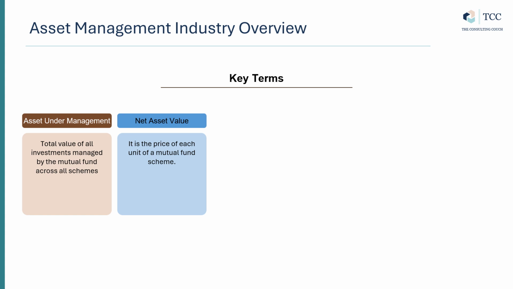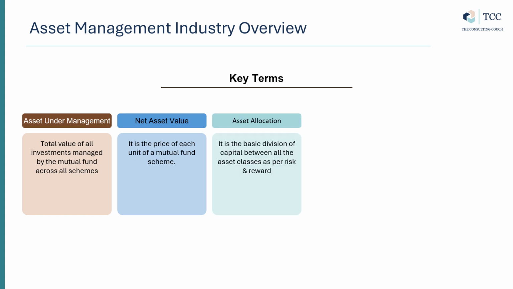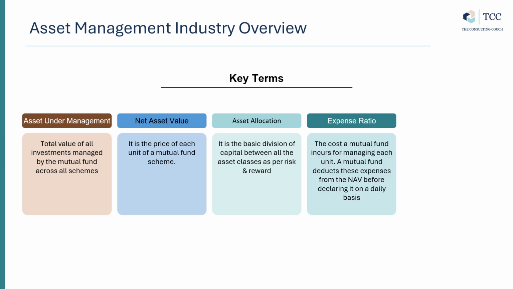Another very important term is asset allocation. This means the basic division of capital between all the asset classes, such as equity and debt, based on the risk and reward attached with each of them. Another very important term, which we all must have heard of and also considered while buying mutual funds, is expense ratio, which is the cost of a mutual fund which it incurs for managing each unit of their MF. A mutual fund typically deducts these expenses from the NAV before declaring it on a daily basis.